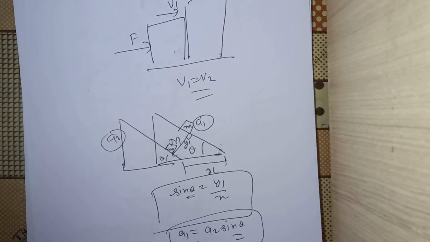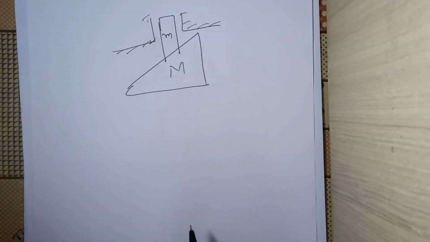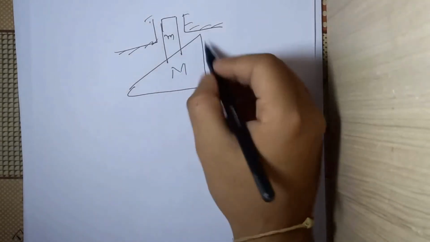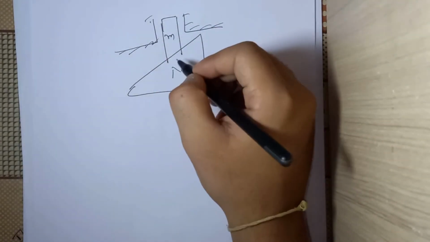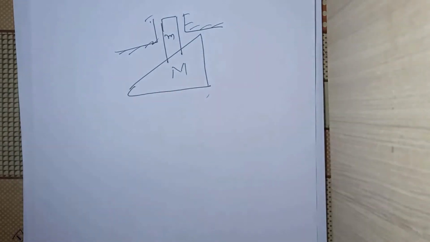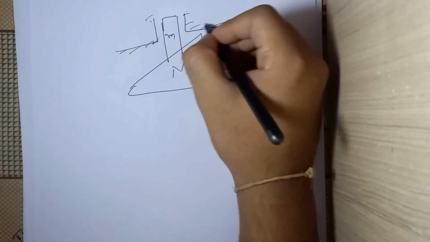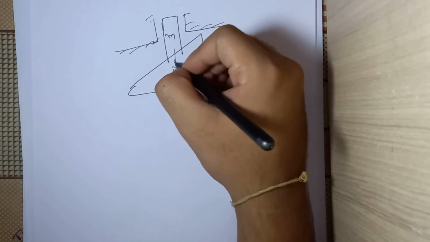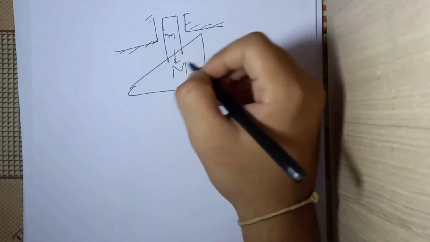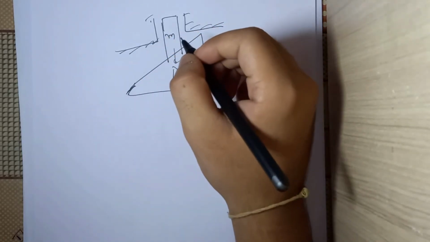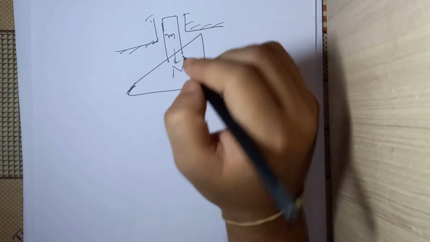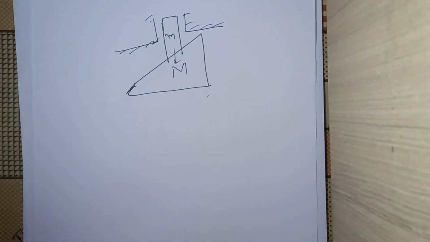So now let us do some problems of wedge constraint relation. Okay, so this is the question. We are given that this is a wedge and this is a block of mass m which is placed on this wedge, and there are some balls here. So this mass m can only move downwards, it cannot move in left or right direction. You need to find the relations between the accelerations of both, and you also have to find their actual accelerations.